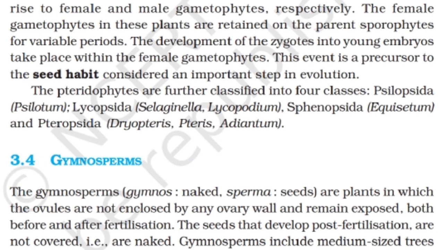The pteridophytes are further classified into four classes: Psilopsida (Psilotum), Lycopsida (Selaginella and Lycopodium), Sphenopsida (Equisetum), and Pteropsida (Dryopteris, Pteris, Adiantum).